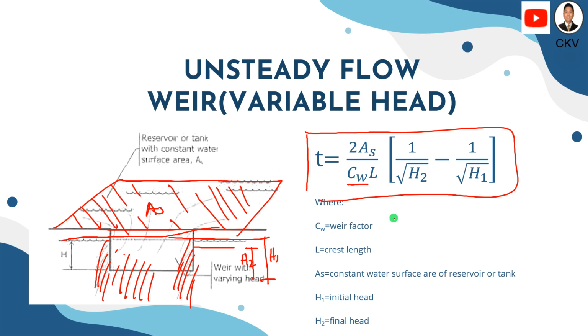Then the weir factor Cw times L, or the crest length of the weir. This is the length. Multiplied by 1 over the square root of H2, which is the final head, minus 1 over the square root of H1. H1 is your initial head. Okay, so let's now start solving some problems.